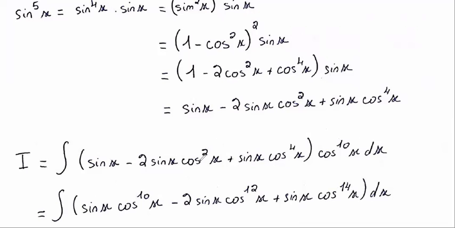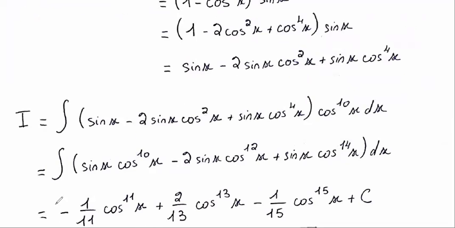And now we can use the integrals that we've seen at the beginning of this video. We get that I would be minus 1 over 11 cosine to the power 11 x. This is the integral of sine times cosine to the power 10. Then plus 2 over 13, because minus and minus, we get plus 2 over 13 cosine to the power 13, because 12 plus 1 is 13, and minus 1 over 15 cosine to the power 15 x plus a constant c.